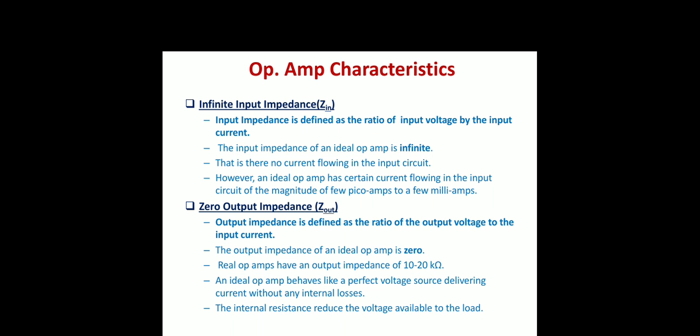Next is zero output impedance, that is Z out or ZO. It is the ratio of output voltage to input current. See the differences in both definitions. Input impedance means ratio of input voltage by input current, and output impedance means ratio of output voltage to input current. For an ideal op-amp, output impedance should be 0, but practically it is 10 to 20 kilo ohms.